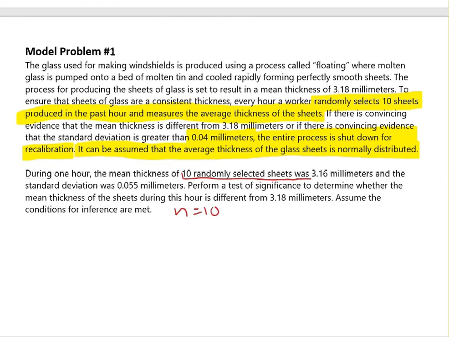My x-bar, the mean of my sample, is 3.16, and my standard deviation of my sample is 0.055. I want to determine whether the mean thickness of the sheets during this hour is different from the target, and I want to assume all conditions for inference are met. So that was really nice of them to say assume that.